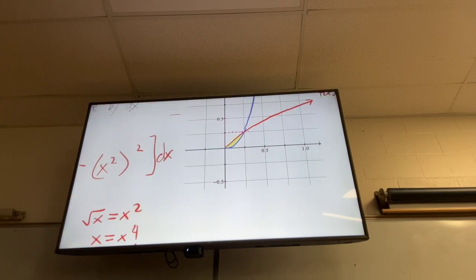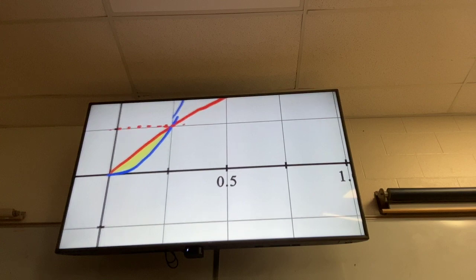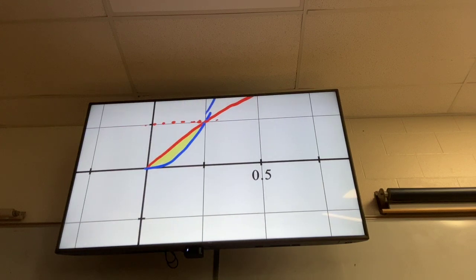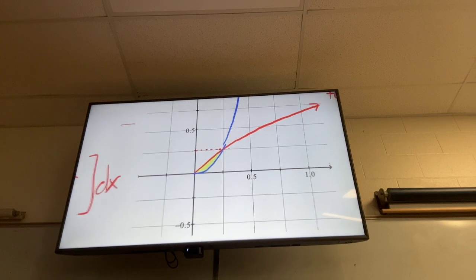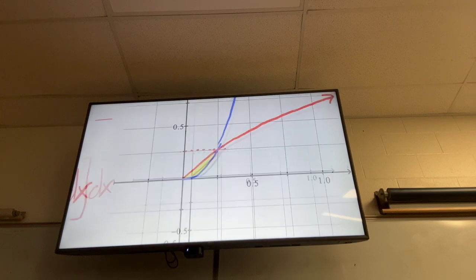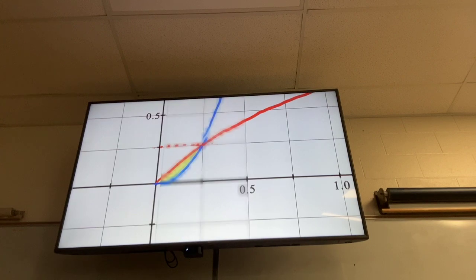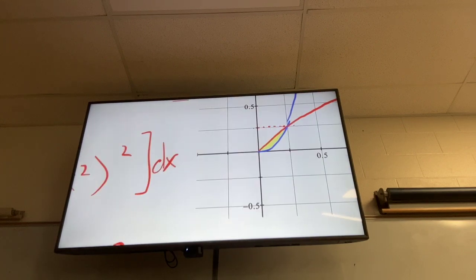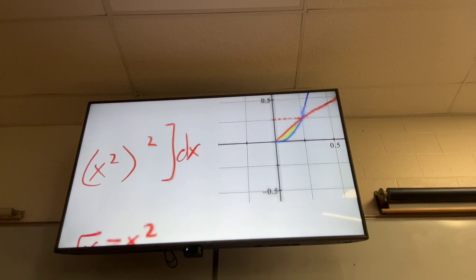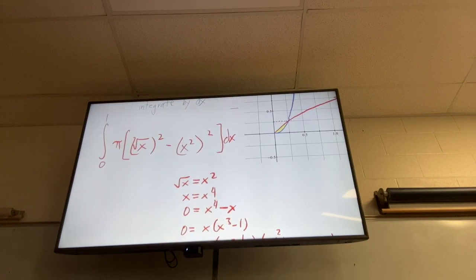How are we feeling? Maybe you can't see it, but it's pretty formulaic. Top squared minus bottom squared times pi, integrated from where they intersect to where they intersect. Red is the top, it's above the blue one. If the axis is horizontal, you integrate with respect to x. But what if it's vertical? Then you do right minus left, and you integrate with respect to y.